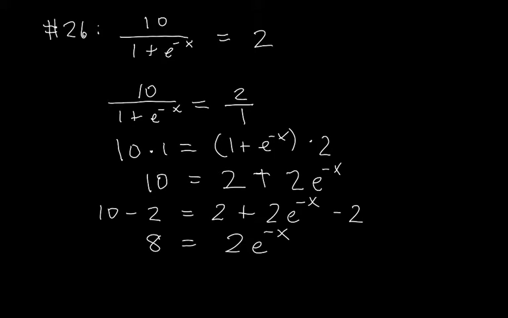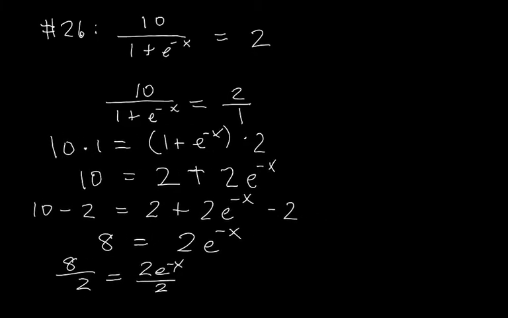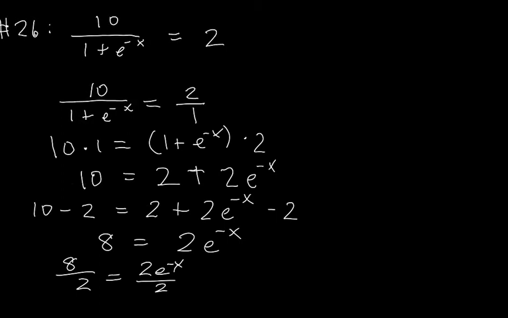Now what we want to do is divide both sides by 2. So 8 over 2 is 4, and 2e to the negative x over 2 gives us that cancellation property. This goes away. Let's move this over just a little bit, and we get that 4 equals e to the negative x. Looks terrible. Having a hard time drawing today, guys.